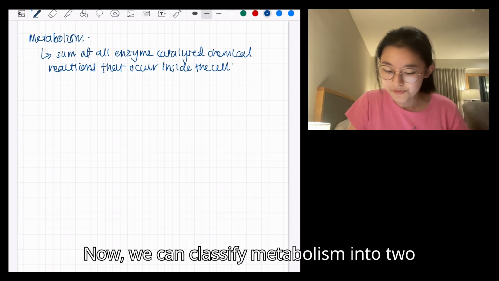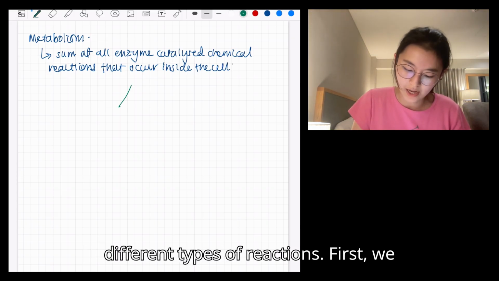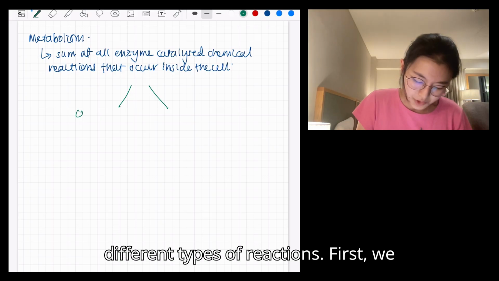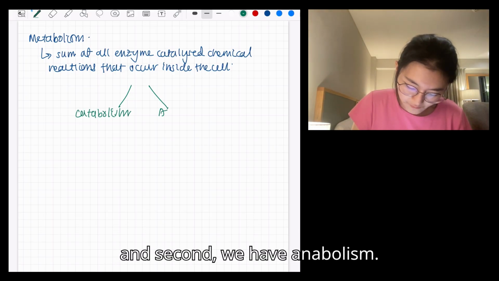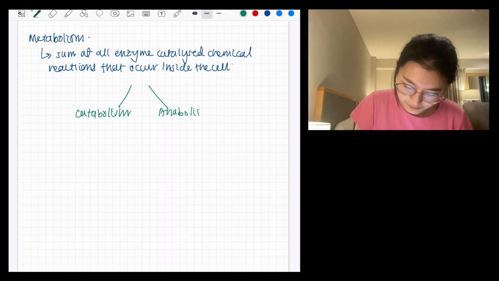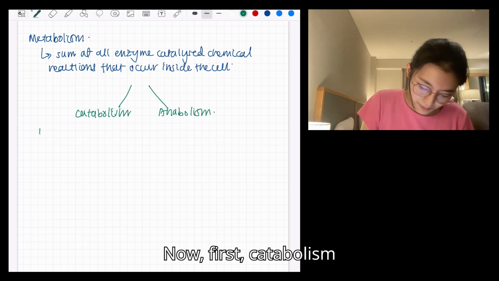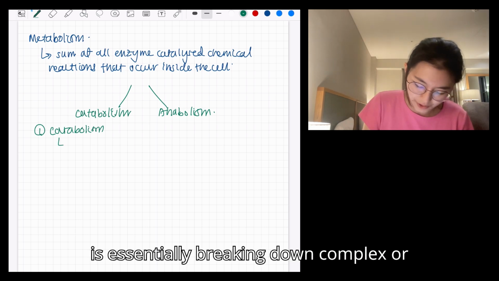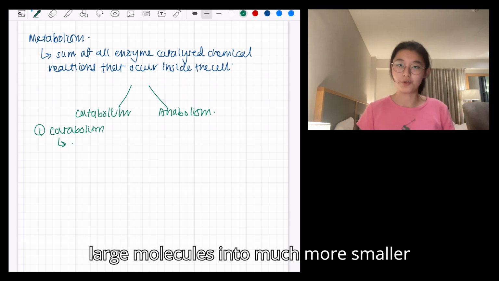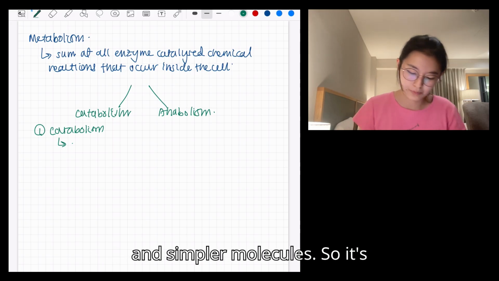Now, we can classify metabolism into two different types of reactions. First, we have catabolism, and second, we have anabolism. Now, first, catabolism is essentially breaking down complex or large molecules into much smaller and simpler molecules.